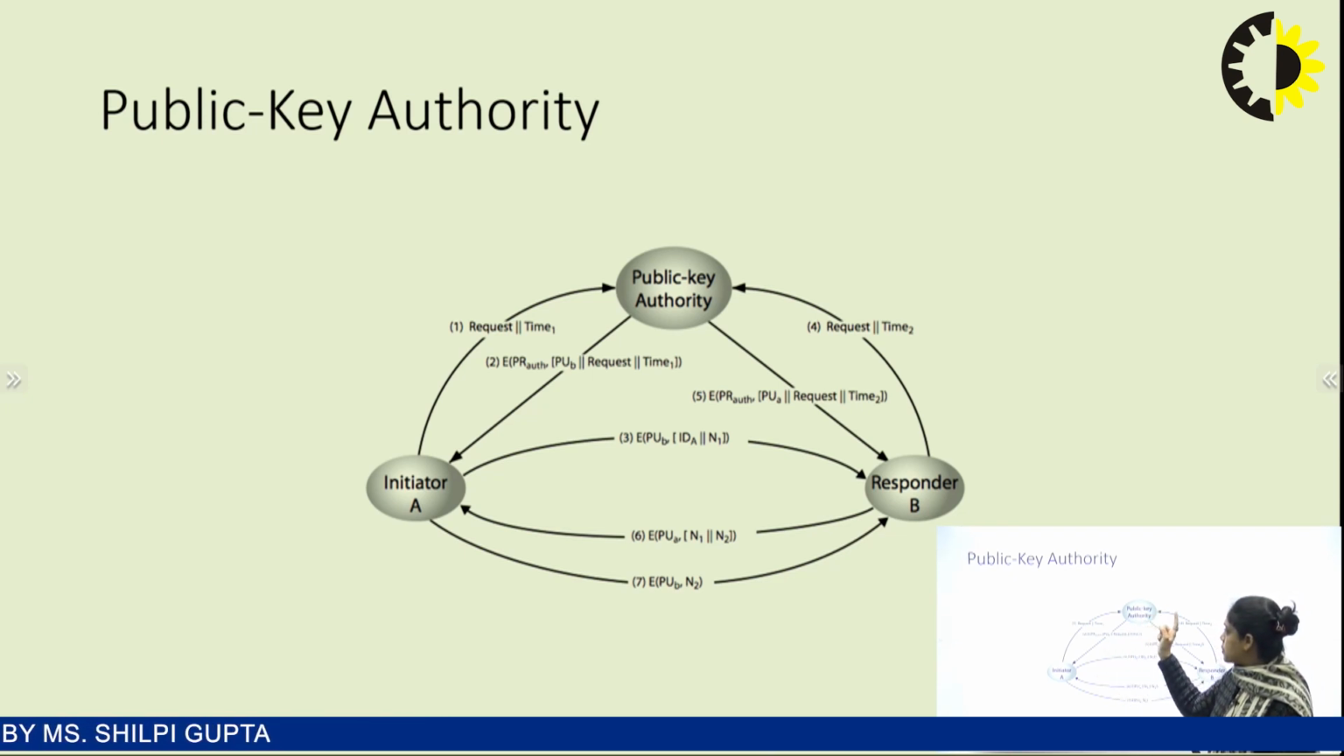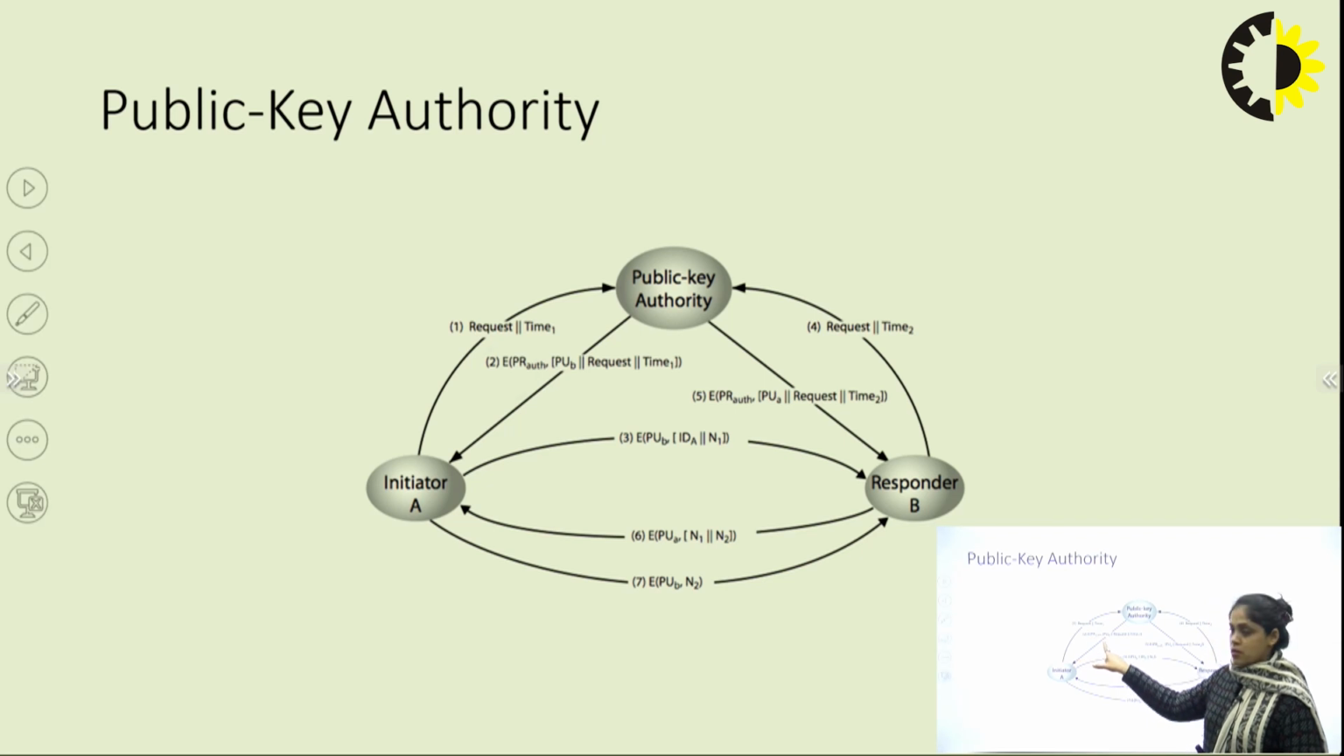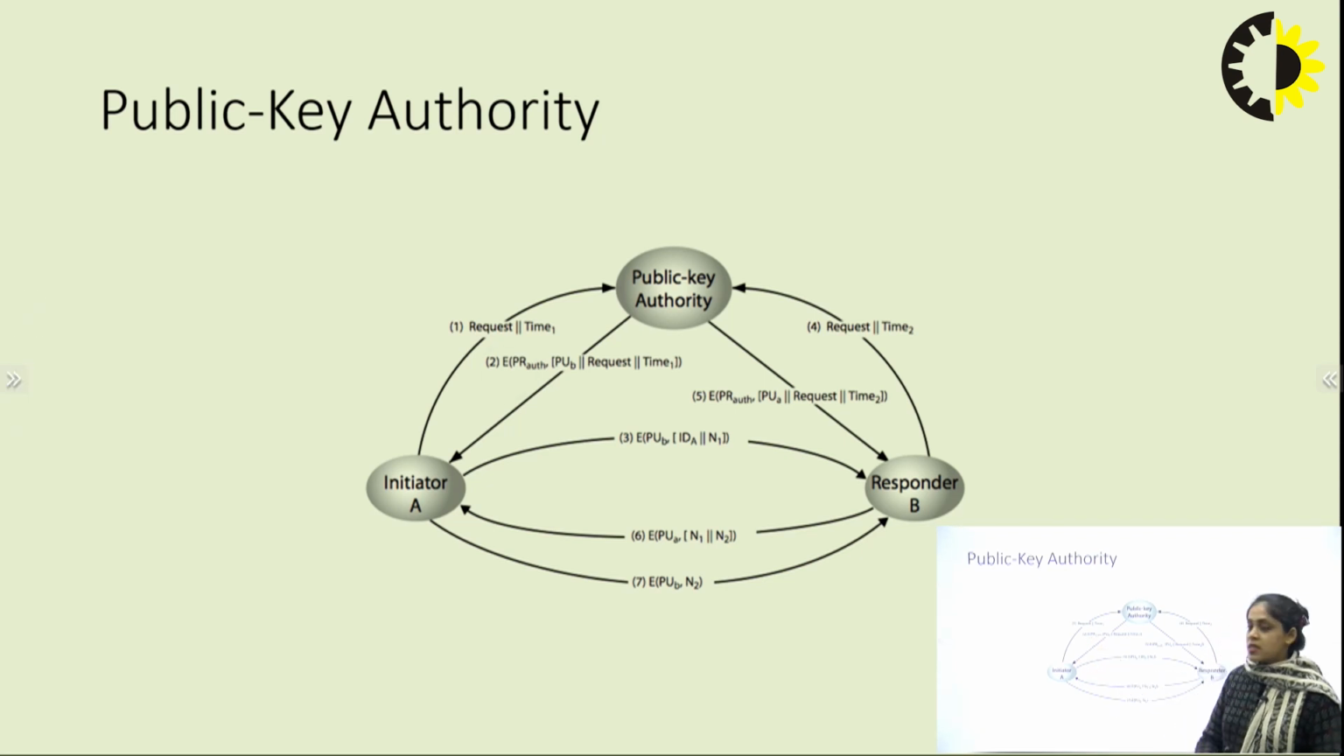After that, in response, this public key authority is sending the encrypted message. You can see E is written here. It means the encrypted message, encrypted with the help of the private key of the authority. This private key of the authority is going to encrypt this complete message, which consists of the public key for B, the request and the timestamp. The request and the timestamp are exactly the same as what was sent just before this message. This is statement number 1, you can say. So this request and time is attached with this message as an acknowledgement that statement 2 is actually the response to statement 1.